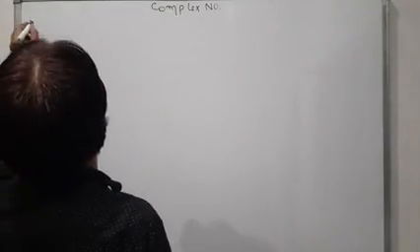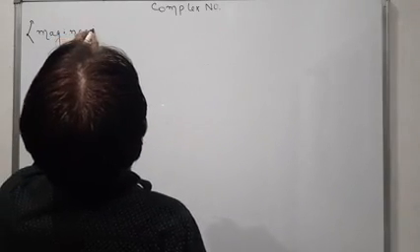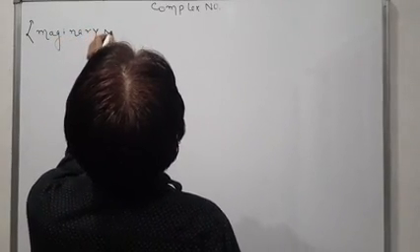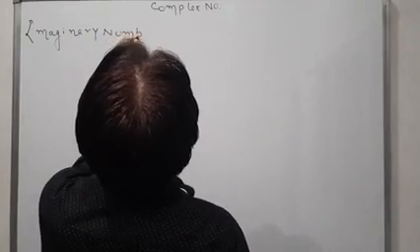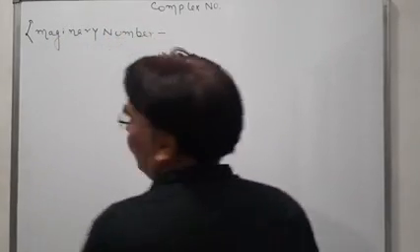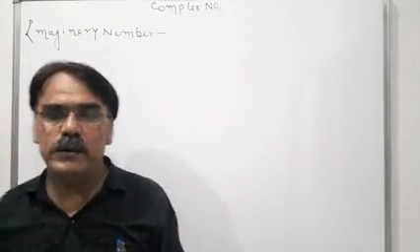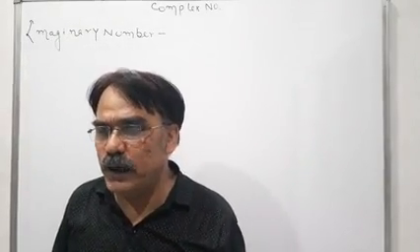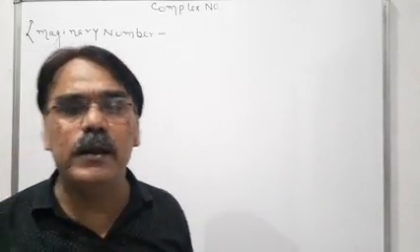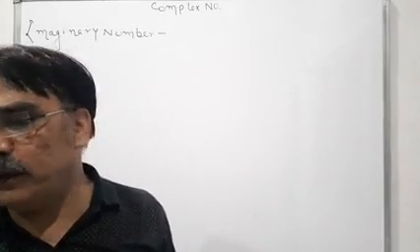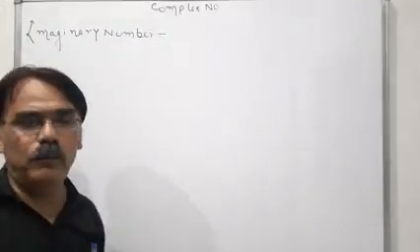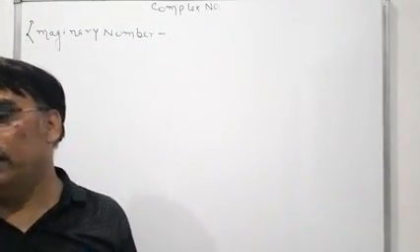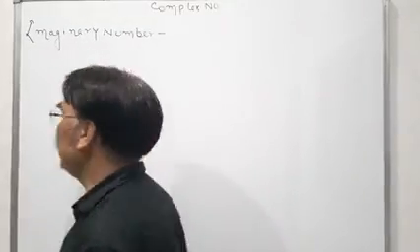Imaginary number. So first of all, we will discuss imaginary numbers. You know very well about the real number. A number whose square is non-negative is called a real number. Here we are going to discuss the imaginary number. What is an imaginary number? A number whose square is negative is known as an imaginary number.